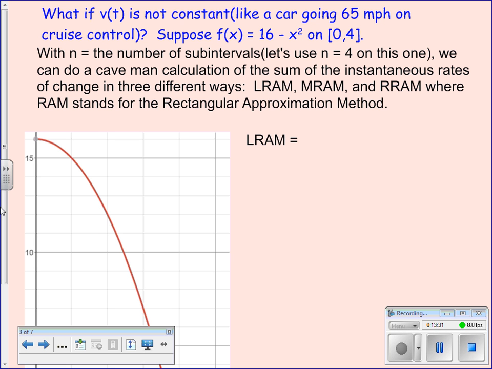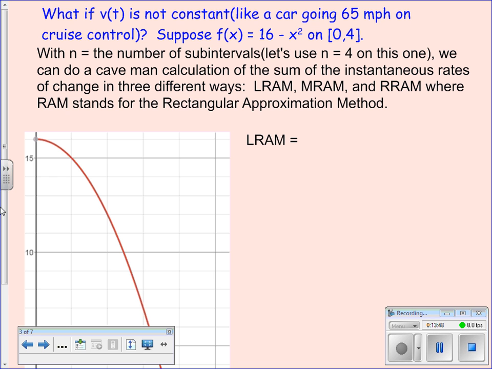We're going to do RAM. We're going to do LRAM. We're going to do RRAM. We're going to do MRAM. RAM stands for Rectangular Approximation Method.